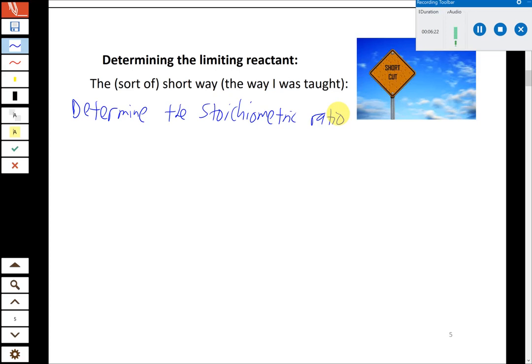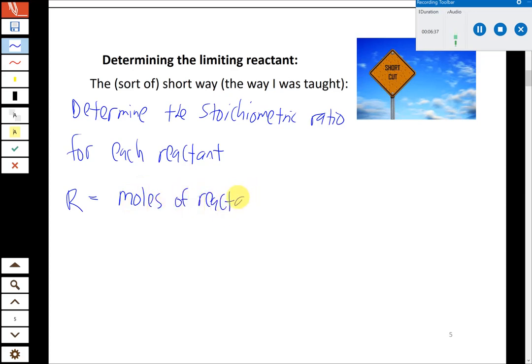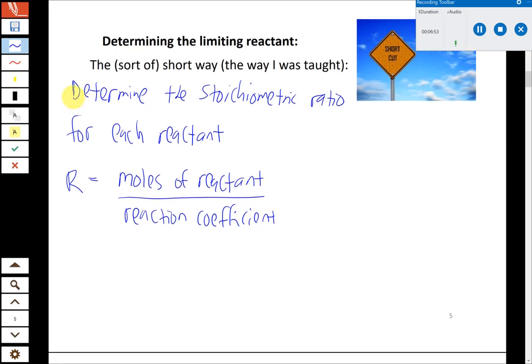So what we're going to do is determine the stoichiometric ratio for each reactant, and let's define what that is. The stoichiometric ratio, which I'll abbreviate as capital R, is going to be the moles of that reactant. So this still involves moles, as does everything in stoichiometry. And then we're going to divide that by the reaction coefficient. So you need a balanced chemical equation, as we always do for stoichiometry. The ratio of these two, moles of the substance to the reaction coefficient, is what I'm going to call the stoichiometric ratio. And you're going to do that for however many reactants you have, usually only 2, sometimes 3, depending on the type of problem.